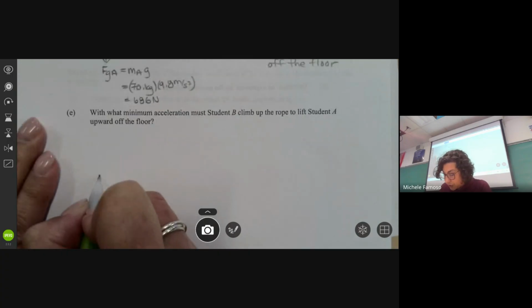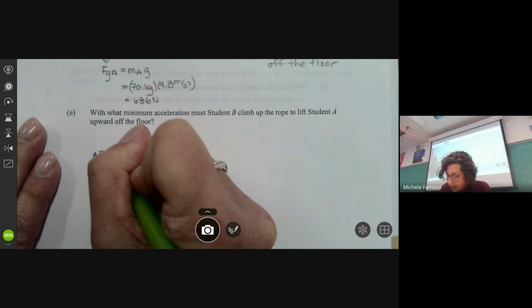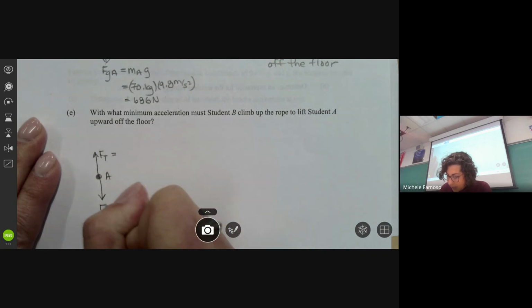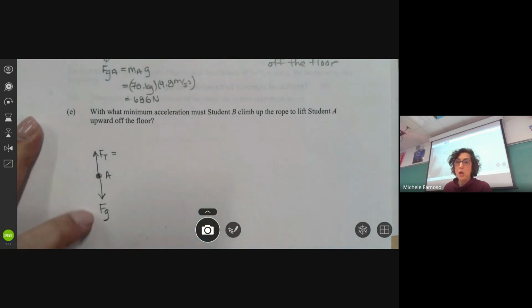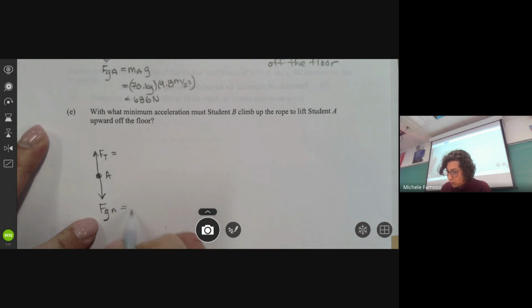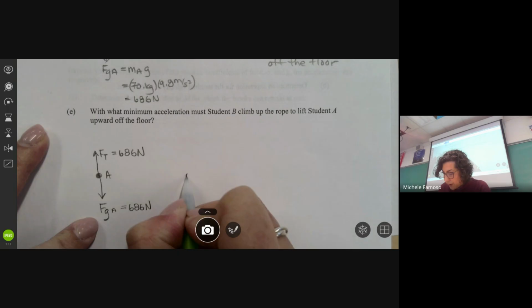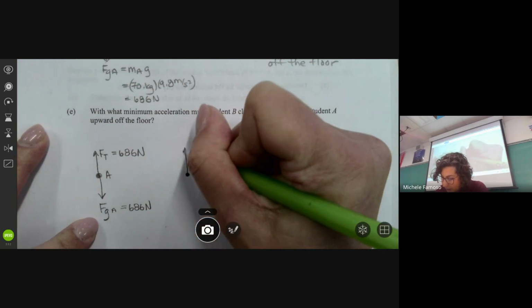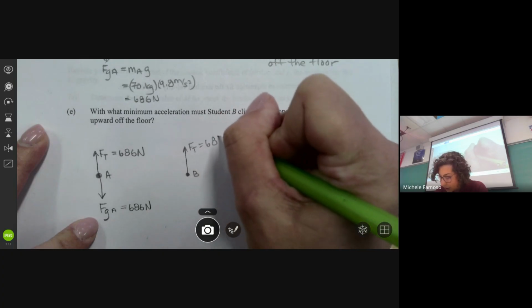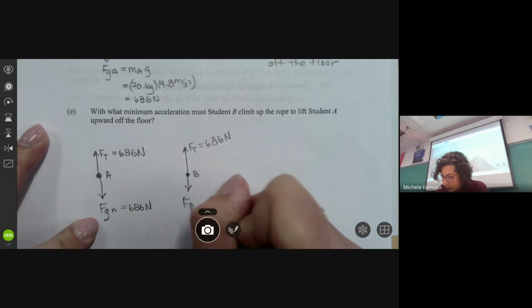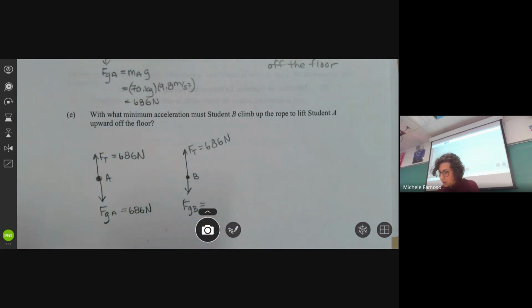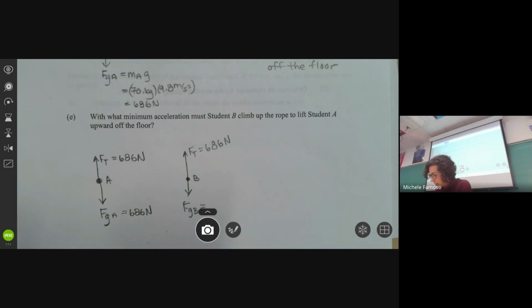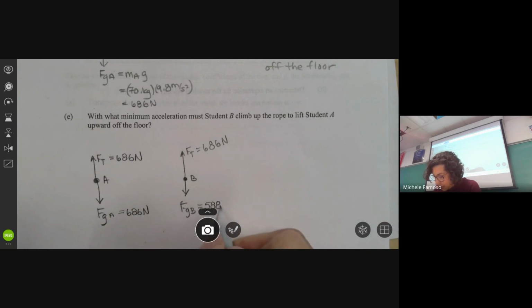off the floor? So if student A is being lifted up off the floor, there is no normal force, which means that this tension must at least equal the weight of student A, which we now know is 686 newtons. So if I look at student B, where this tension is now 686 newtons, and their weight is pulling them down, and we found their weight, or could, 60 times 9.8, tells me that their weight is 588 newtons.